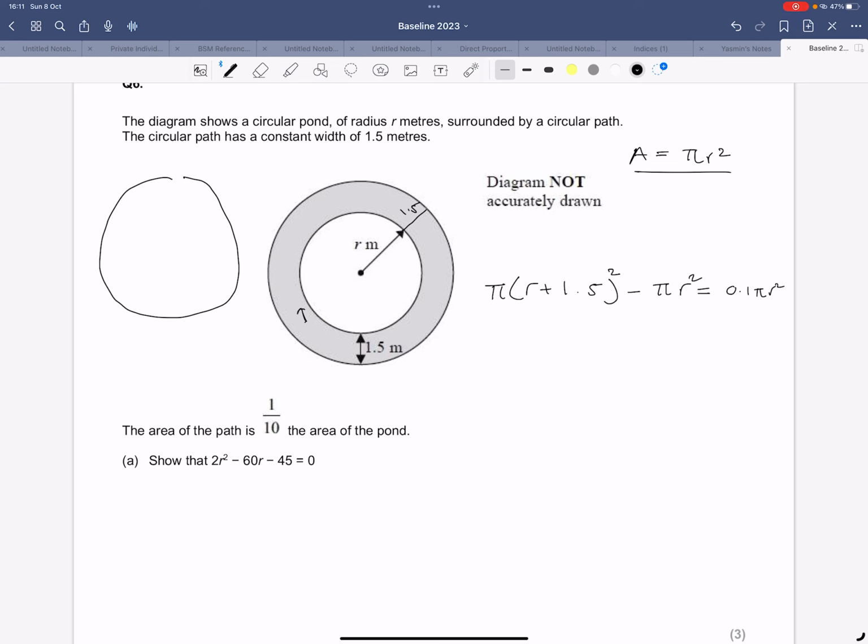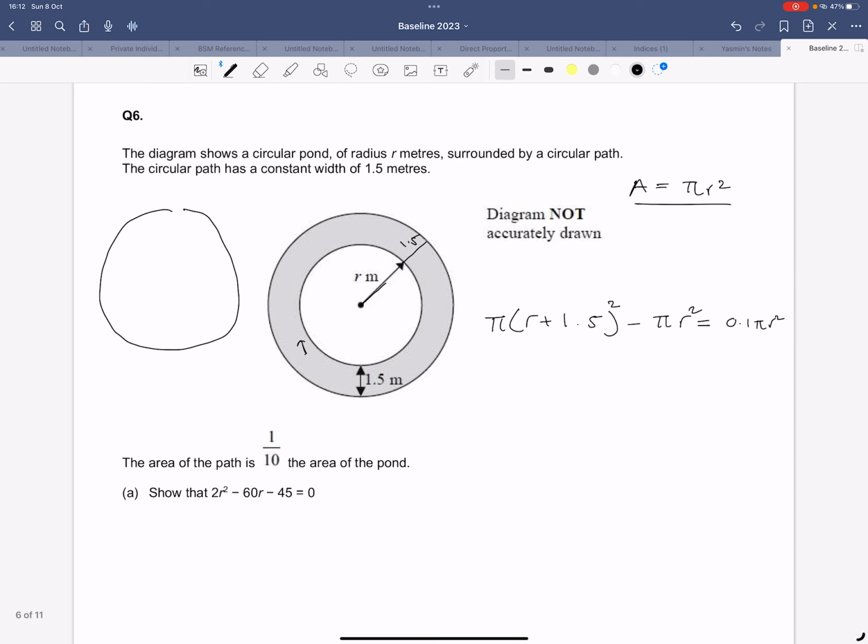Again, so we had to find the entire area. So this gives us the big circle. The radius from here to here will be r plus 1.5. Okay, we had to find the entire thing. And then we're going to remove the center circle. That's just pi r squared. So that, take away that, will give us the path.